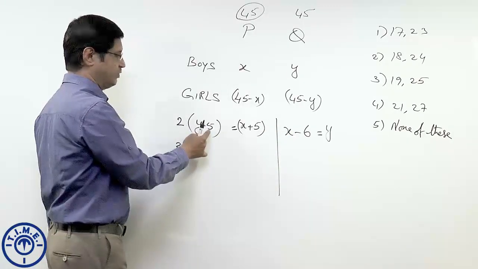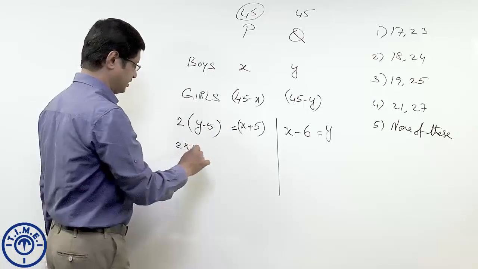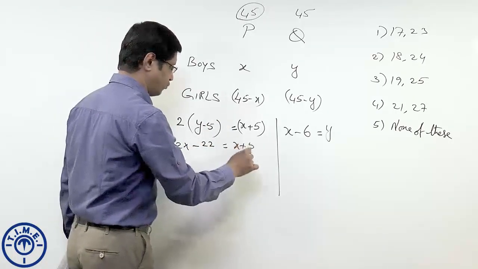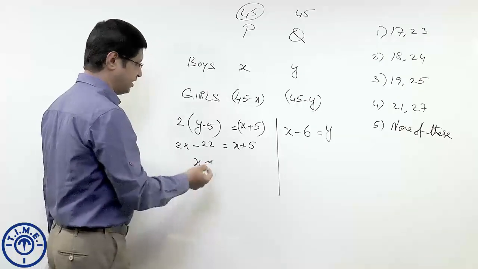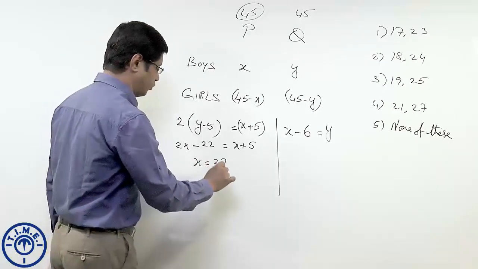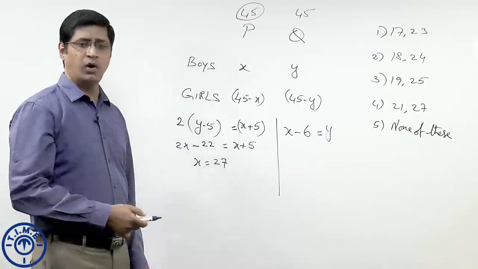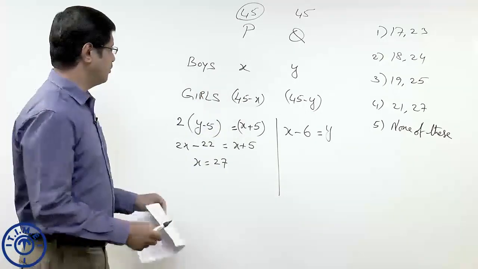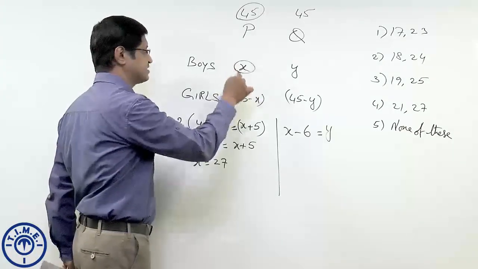2 times 5 is 10. 10 plus 12 is 22, which is equal to x plus 5. By taking variables on one side and numbers on the other side, we get the value of x as 27. What does this x represent? The number of boys in class P. The number of boys in class P is 27.